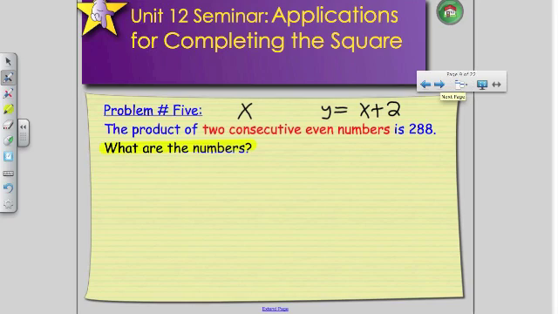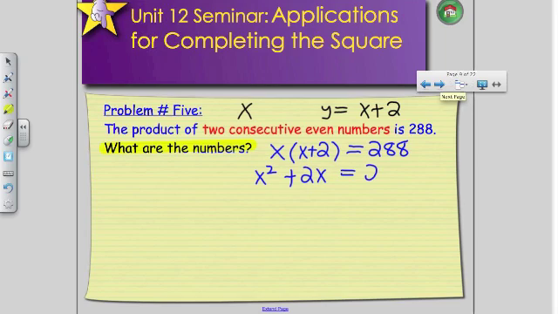It says the product of two consecutive even integers is 288. So I'm going to take the first integer, x, times x plus 2. The product of those two even numbers is going to give me 288. Now, if we actually distribute, x times x is x squared, 2 times x is positive 2x, and that's going to be equal to 288.